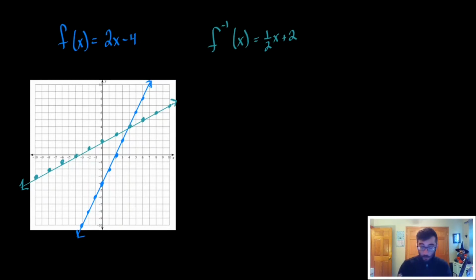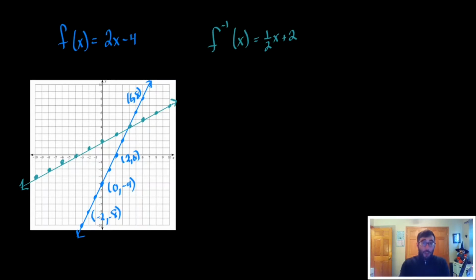Now, what I want to take a look at is each of the individual points, and there's actually a nice little relationship amongst these. For example, I'm just going to pick out a few random points here. On f of x, I see the point (2, 0). I see the point (0, -4). I see the point (6, 8). I see the point, let's say right here, (-2, -8).